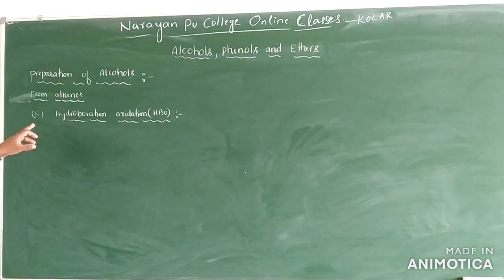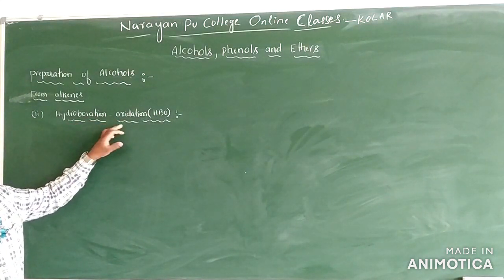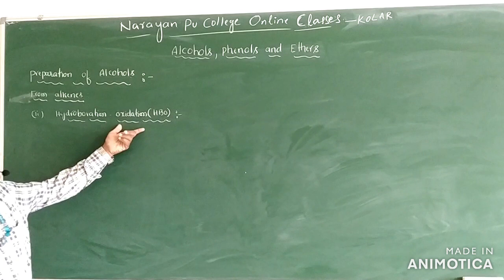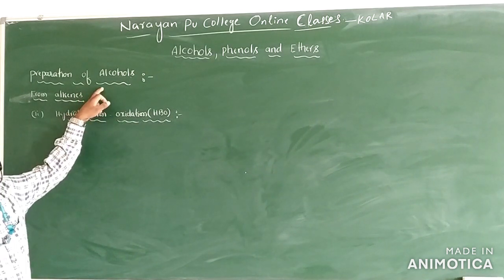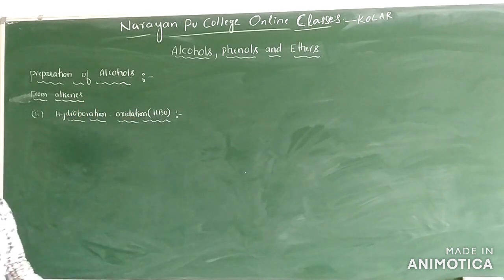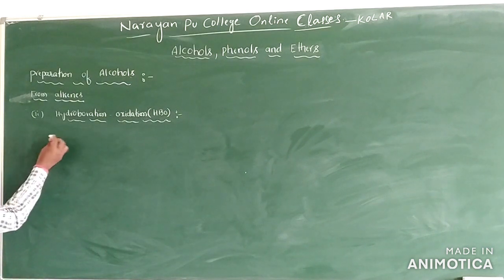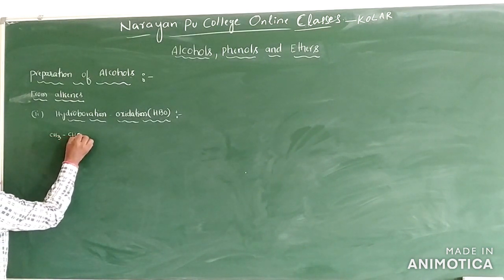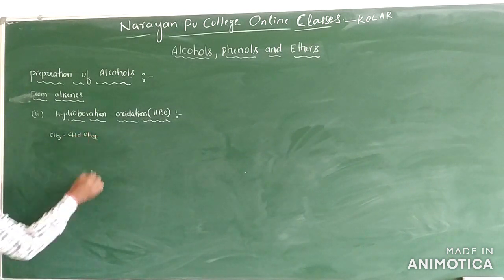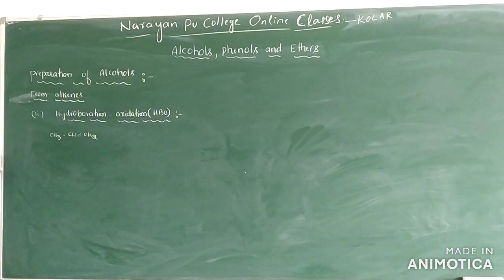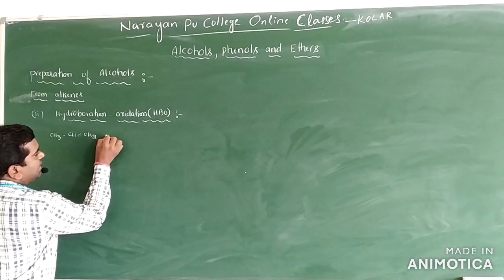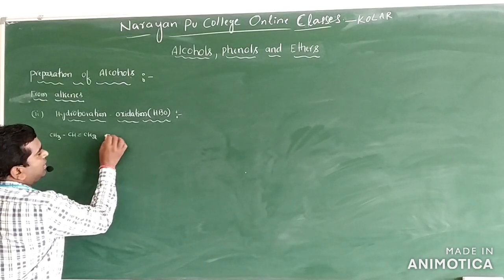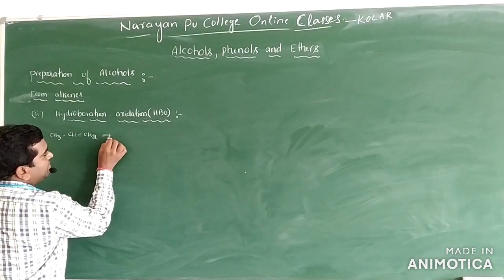And here, the next concept is hydroboration and oxidation. By using hydroboration and oxidation, alcohols can also be prepared. So how is that? Clear? And simple. I will take an unsymmetrical alkene, that is propene. When propene is treated with diborane.